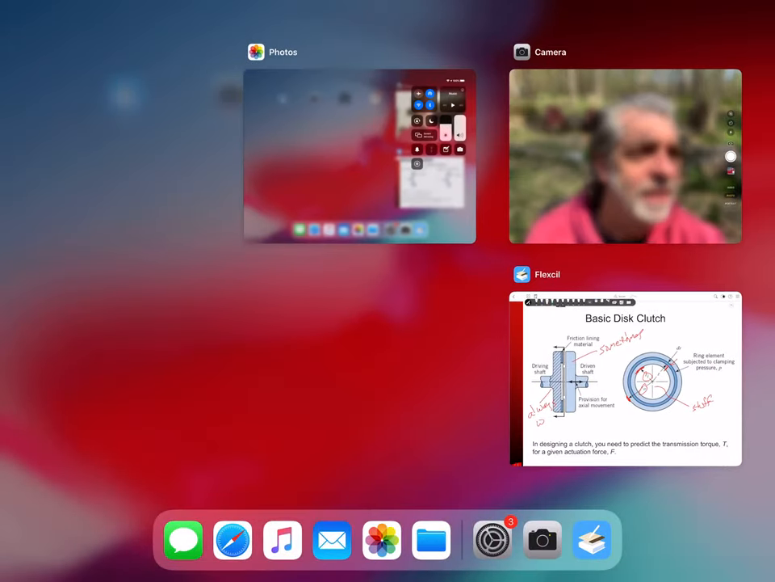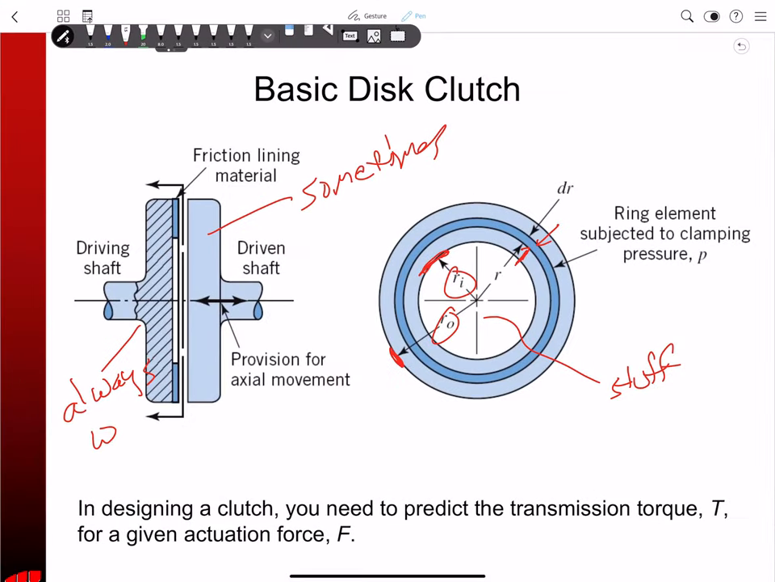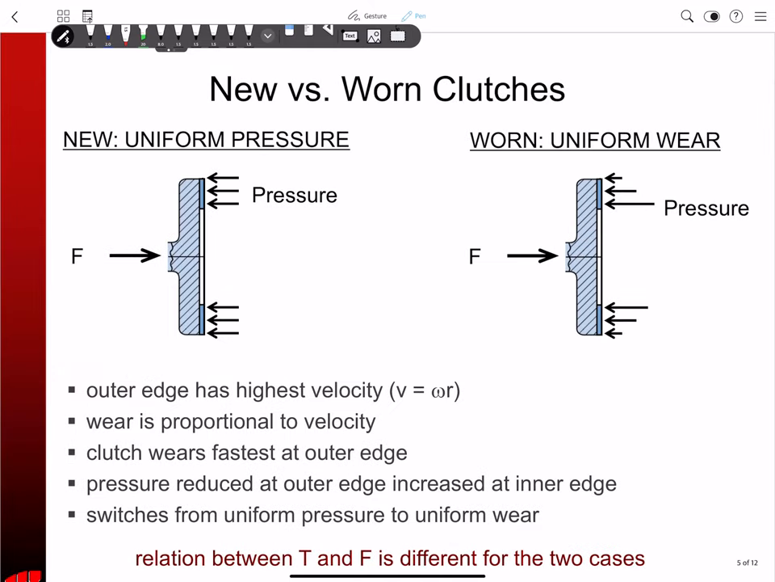Now let's go back. In designing a clutch, you need to predict the transmission torque, because that's what I'm trying to do. Eventually they don't slip, so the speed is constant. So transmitting torque is the key thing for a given actuation force. The torque is in this direction, and the force is up here, which squeezes them together, and the torque is what provides the power to the wheels, or whatever equipment I'm trying to power. Okay, this is important.